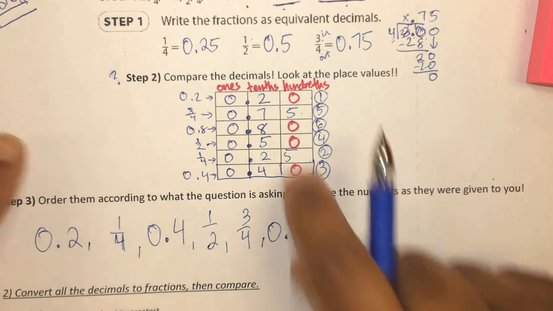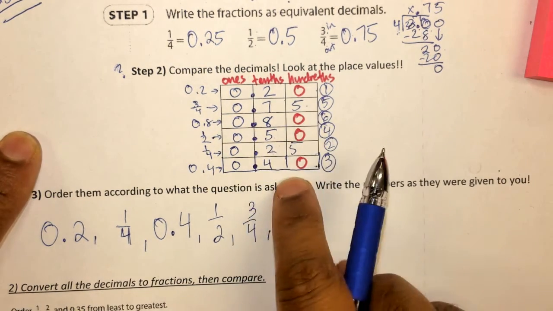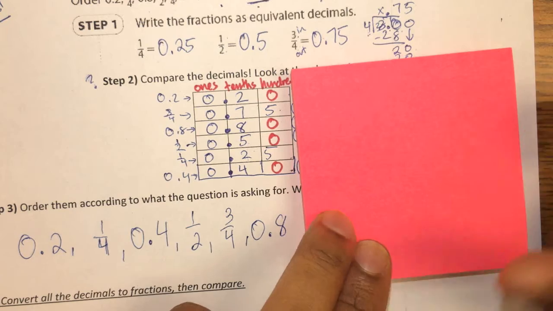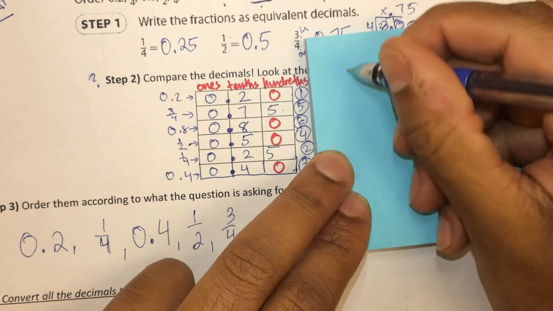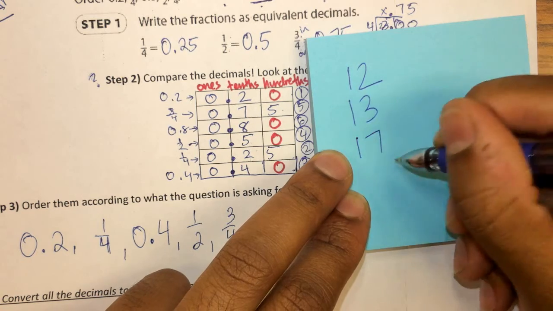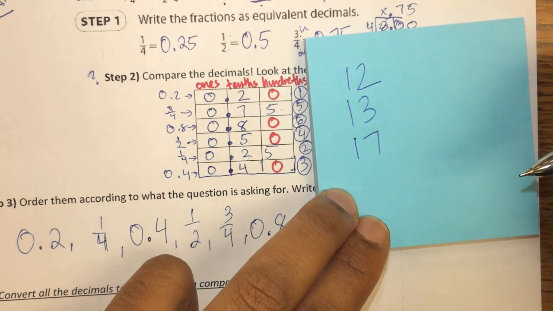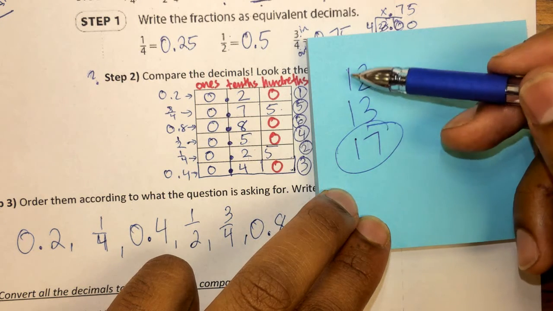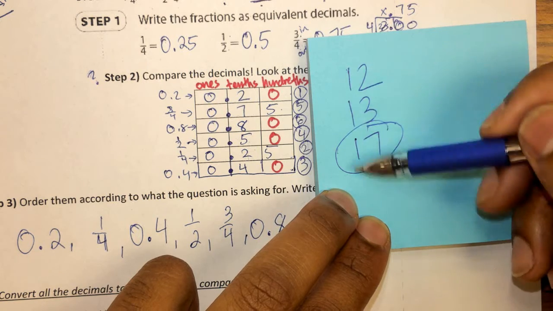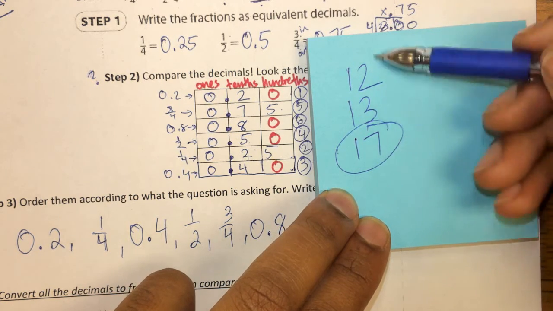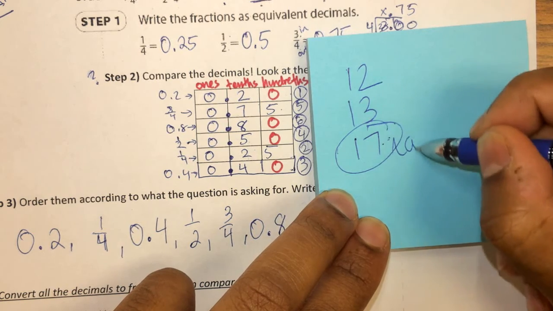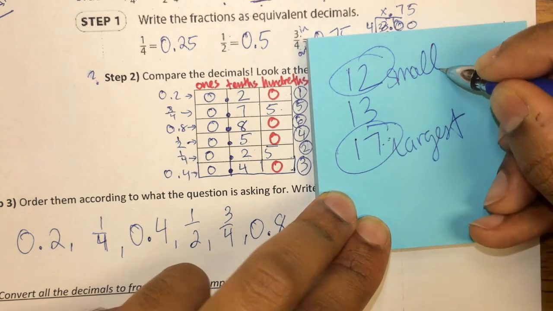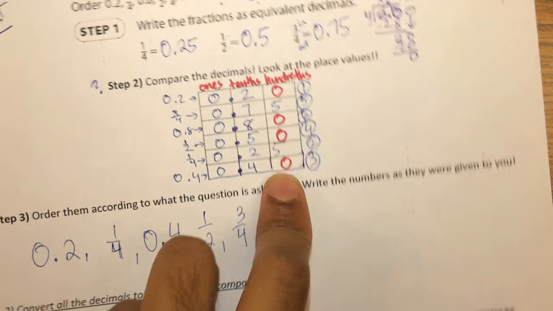All you have to do is convert everything into a decimal and compare the place values. It's almost like if we were comparing whole numbers. So if I were to compare whole numbers, for example, if I had 12, 13, 17, what's my biggest number? 17. We look at the tens place, they're all the same. Then I start to look at the next place value. 7 is the biggest. 2 is the smallest. That's how we compare numbers normally. We're doing the same thing with decimals.